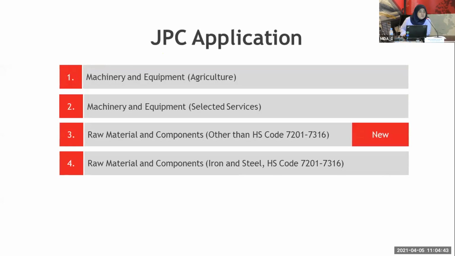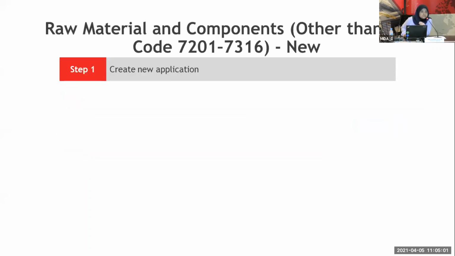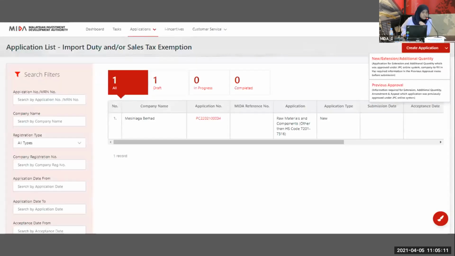So the first one I will cover is the new application. If you remember, previously I mentioned there are 6 types of application type for raw material and component. So the first one I will cover is the new application. Okay, this is the step by step on how to create the raw material and component application. The first step is to create the new application.